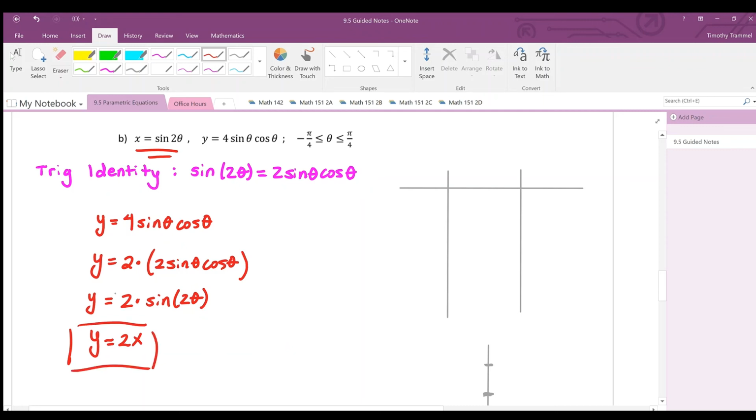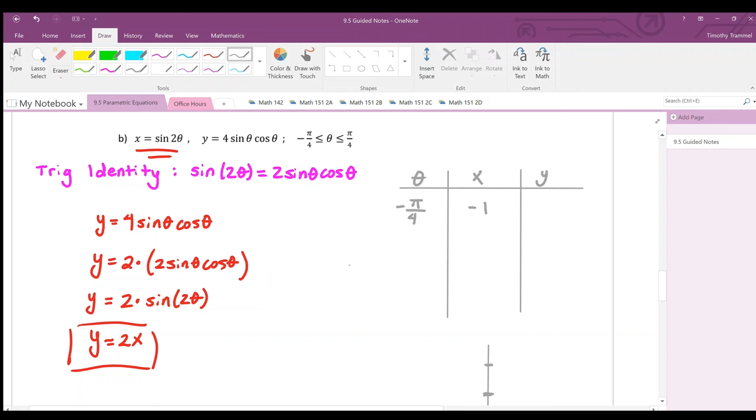But we would like to know where we start and where we end. That way we know what direction we're headed. So let's go ahead and start off by filling out this table. We're going to have theta as our parameter, and then x and y. If we plug in theta equals minus pi over 4, then we'd end up with sine of minus pi over 2 for our x coordinate, and sine of minus pi over 2 is equal to -1.